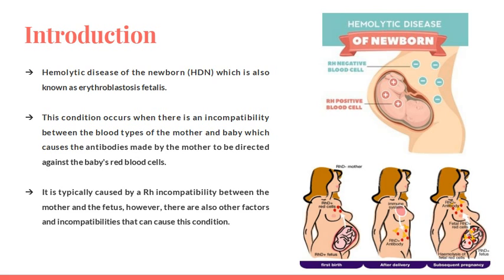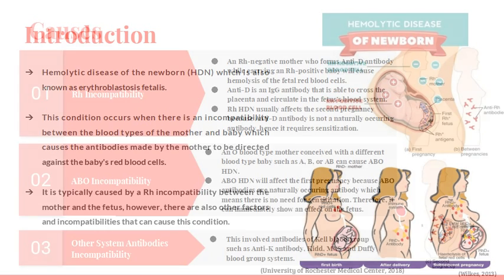Hemolytic disease of the newborn, HDN, which is also known as erythroblastosis fetalis, is an alloimmune condition that develops in a peripartum fetus. This condition occurs when there is an incompatibility between the blood types of the mother and the baby, which causes the antibodies made by the mother to be directed against the baby's red blood cells. It is typically caused by a Rh incompatibility between the mother and the fetus. However, there are also other factors and incompatibilities that can cause this condition.